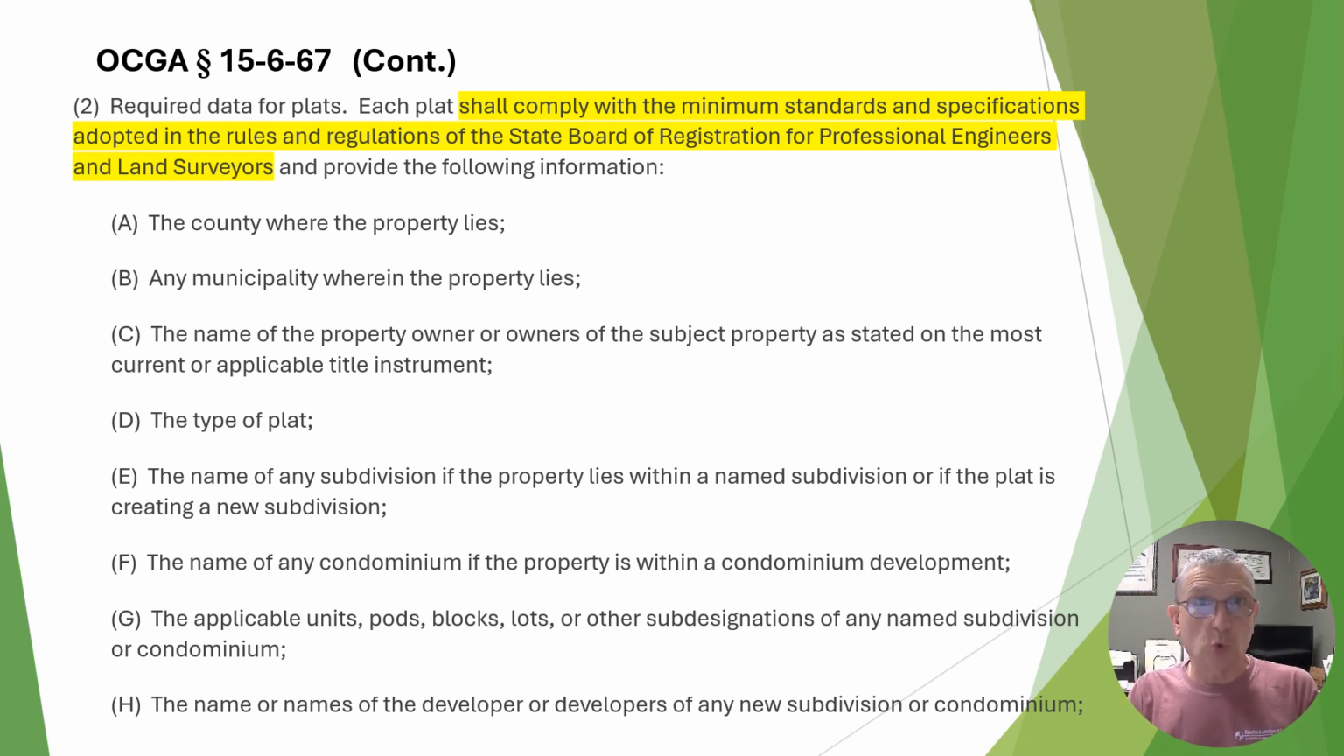Well, when the plat's recorded on December 31st, John Doe was the owner. There will be a reference to that in the clerk's indexes for John Doe to that plat. So this adds extra layers of cross-referencing and integration of all the data. Part D, the type of plat.